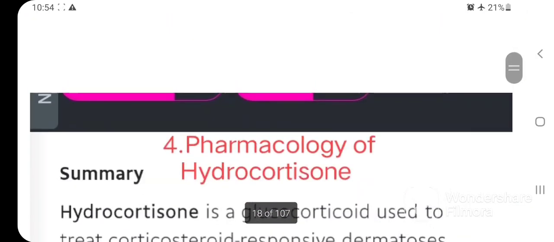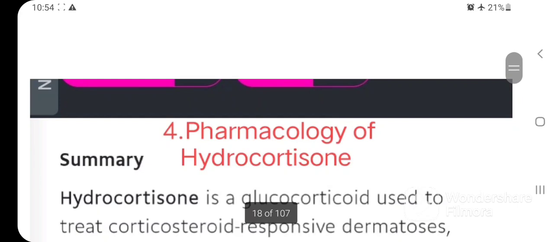Next, pharmacology of the hydrocortisone. See here, after the second, actually the third question should come, but here the question numbers are in some wrong pattern.